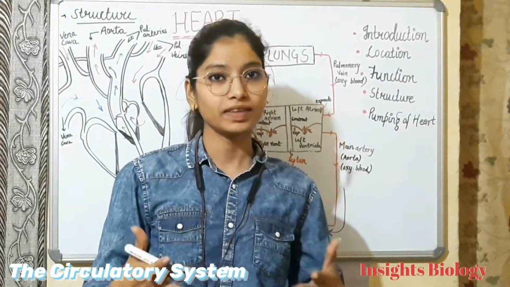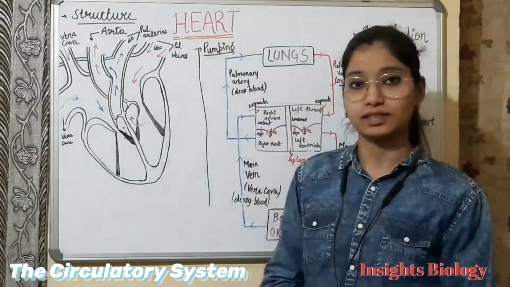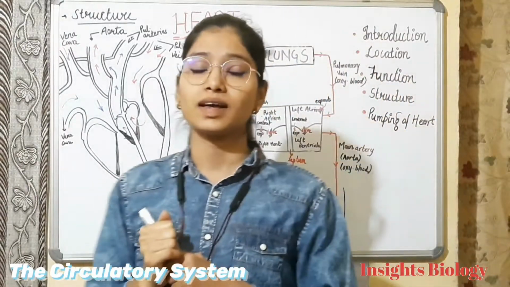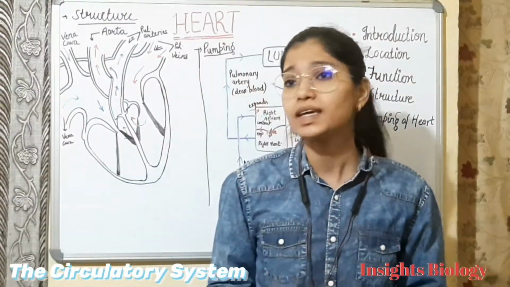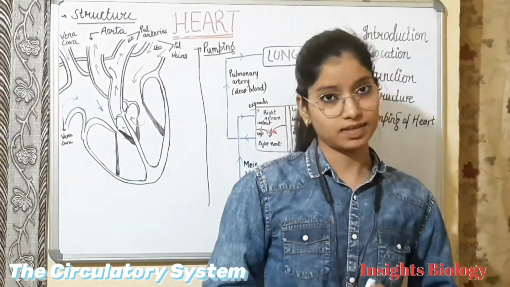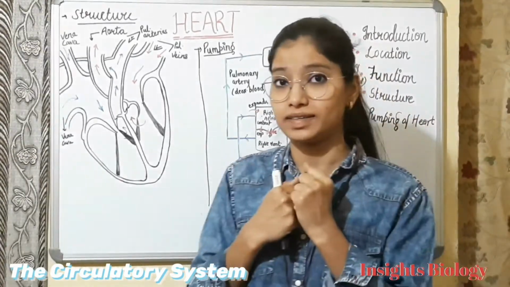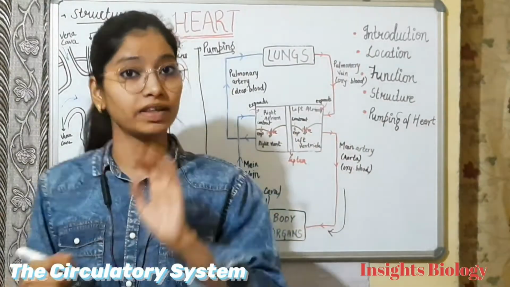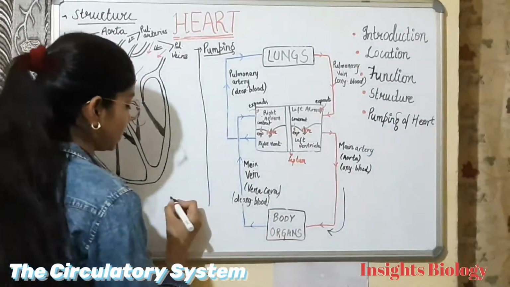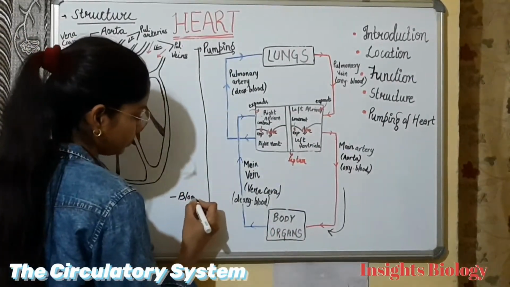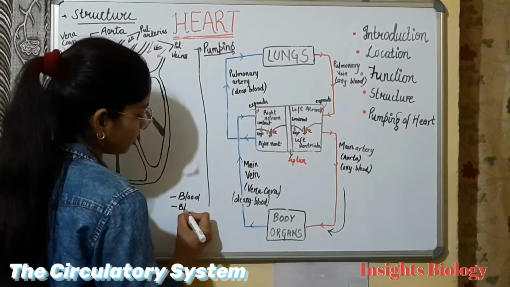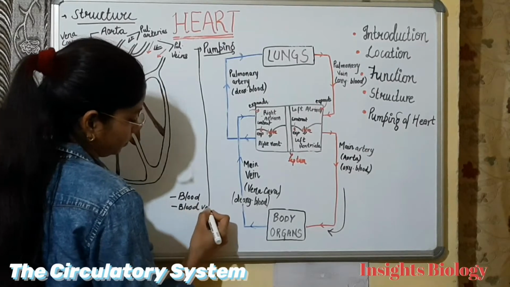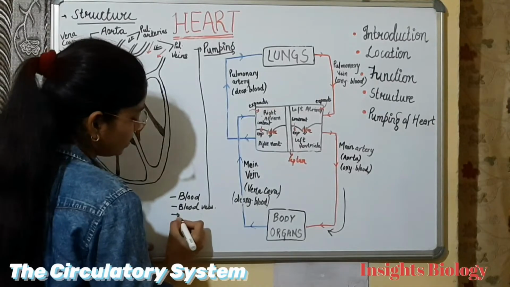Hello, we will study heart. What is heart? Heart is a part of circulatory system. What is circulatory system? Circulatory system comprises of three units. What are they? They are blood vessels and heart.